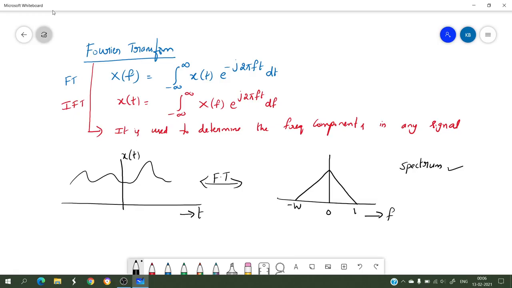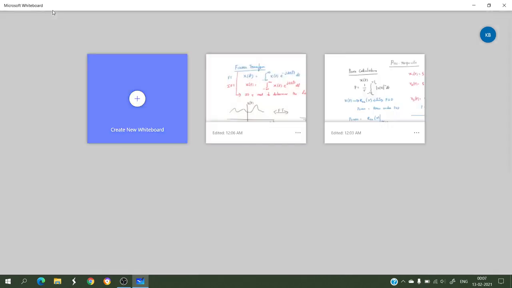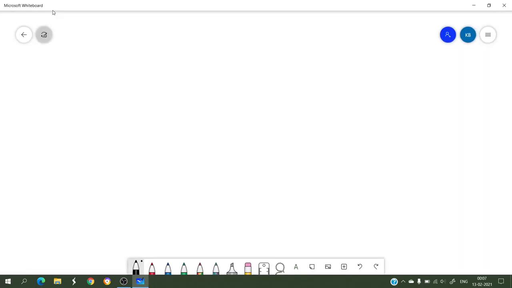The interpretation from this figure is that the given signal has frequency components from 0 to W Hz. That means 0 Hz, 1 Hz, 2 Hz, and so on up to W Hz. All these different frequency components are present in this signal. So that is the actual application of this Fourier transform. Now let us see some small properties of this Fourier transform.